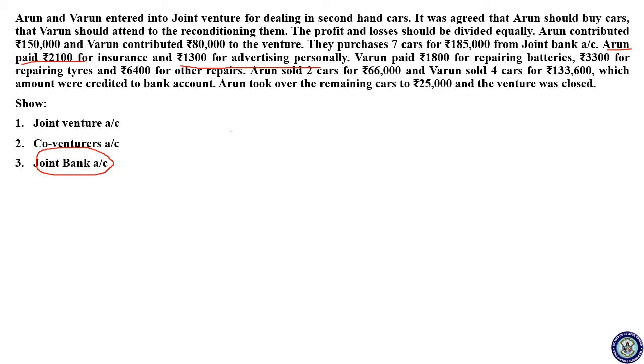Okay. So the journal entry is, now who is the payer of the money? That is Arun. Arun is the giver, so 'to'. Giver means 'to'. What is the journal entry? To Arun's account. Now what is debit? The expenses, right? Insurance and advertising are expenses. Expenses to be debited to joint venture. So joint venture account debit to Arun's account. Under that you have to write insurance 2,100, advertising 1,300.